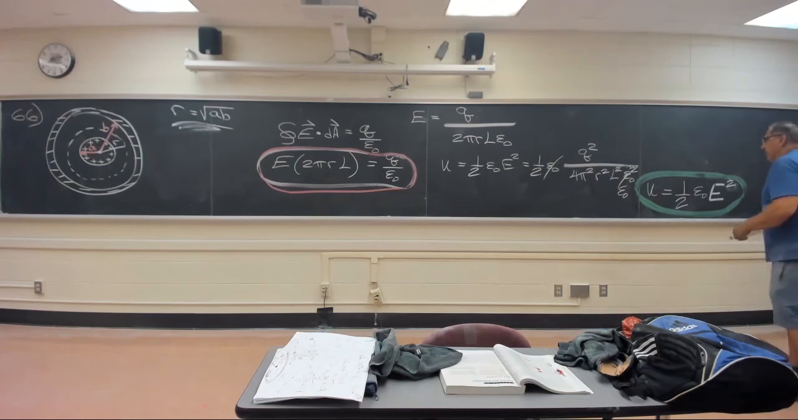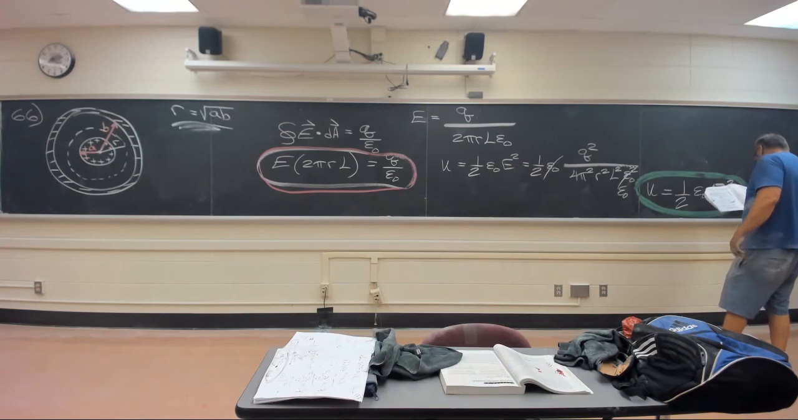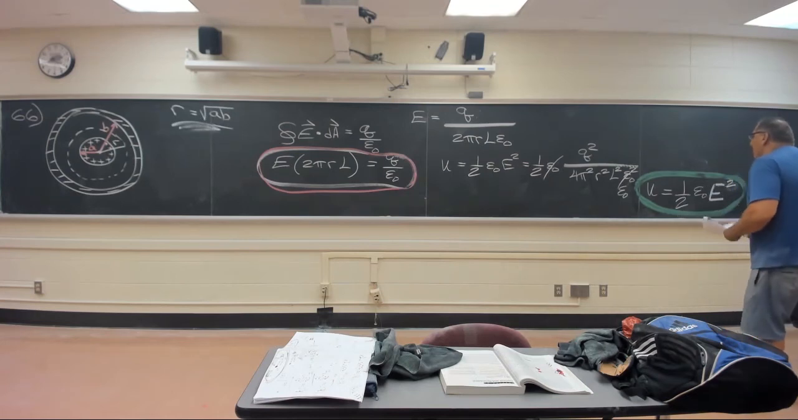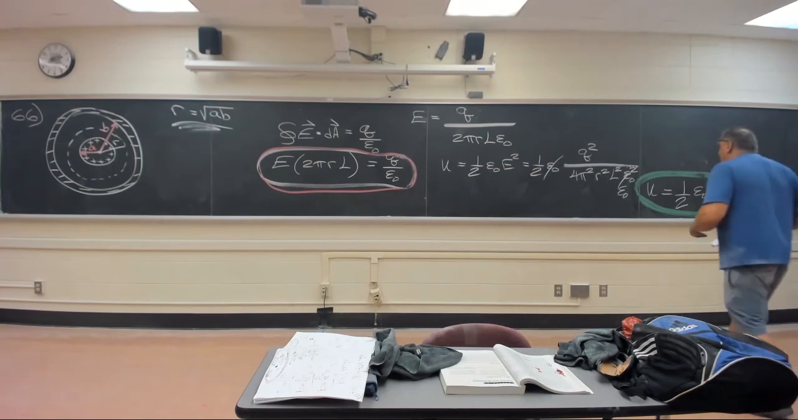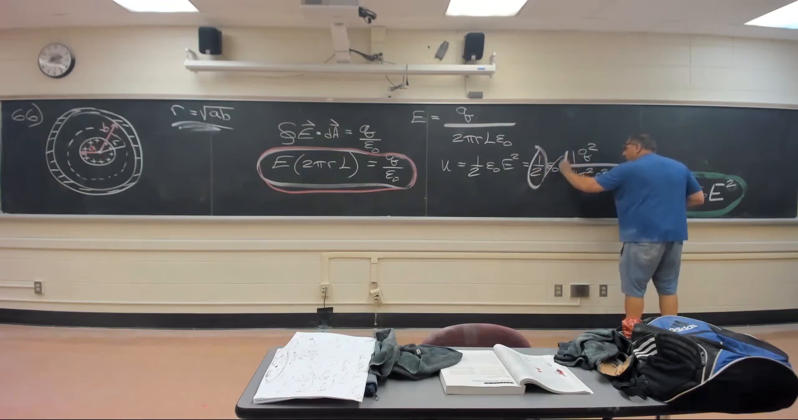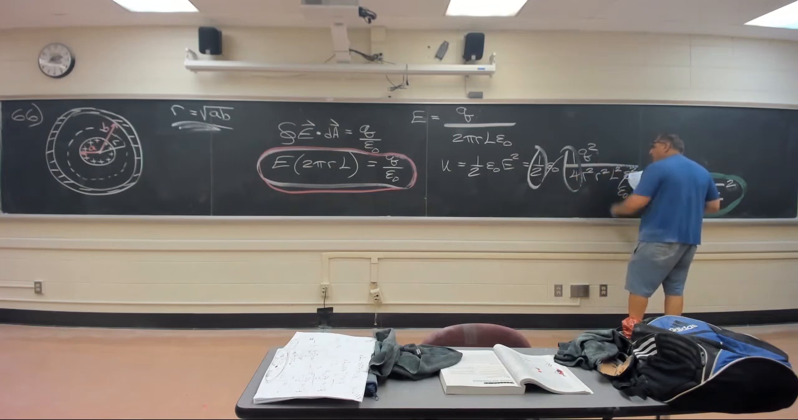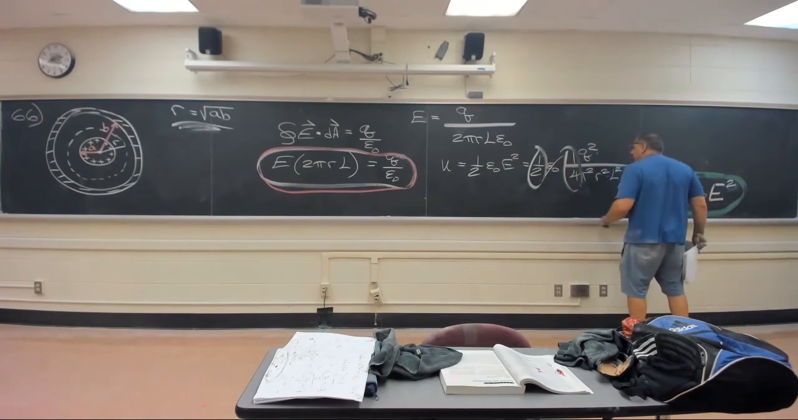There's a lot here. Let me think. You've got the 1/2 and the 1/4. 1/2 times 1/4 is 1/8. The q squared stays on top. You've got pi squared, L squared, and epsilon naught.